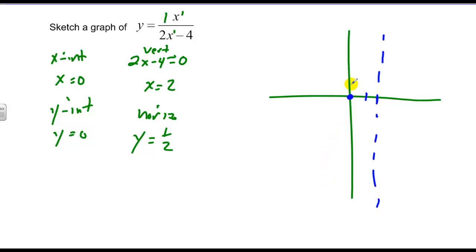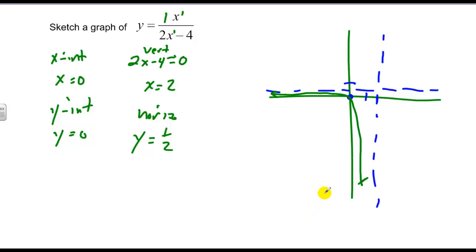Horizontal asymptote, 1/2. Somewhere around here. Now once again, I know a little bit about this. In fact, I know a lot more than a little. I know it's got to go through this point here and approach this line. And then I know it's got to go through this point here and approach this line. So there's that part of the graph.